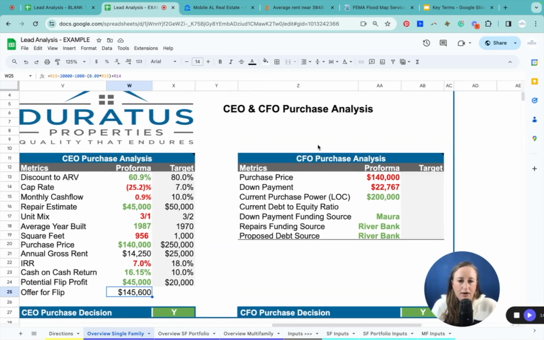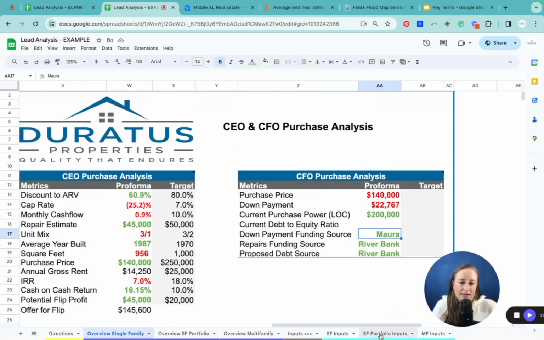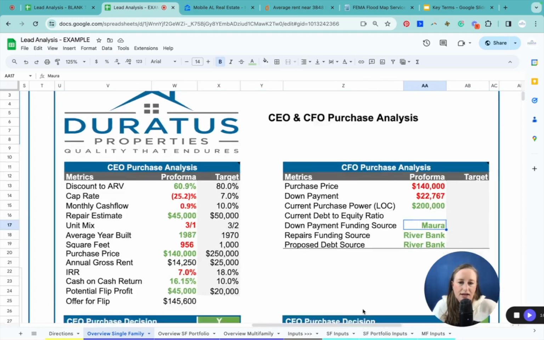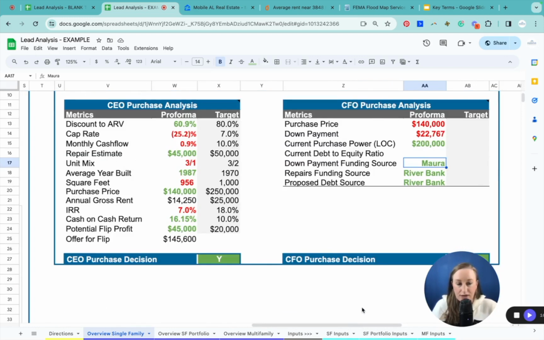Then my partner, Aziz, is looking at our overall financial picture, looking at the purchase price, down payment, our current purchasing power, so how much money we have available on our line of credit to spend, our current debt to equity ratio. I don't have that for you right now. And then our lending and funding sources. And basically, then both of us take a look and say, yes, we can move forward. We did move forward on this one.